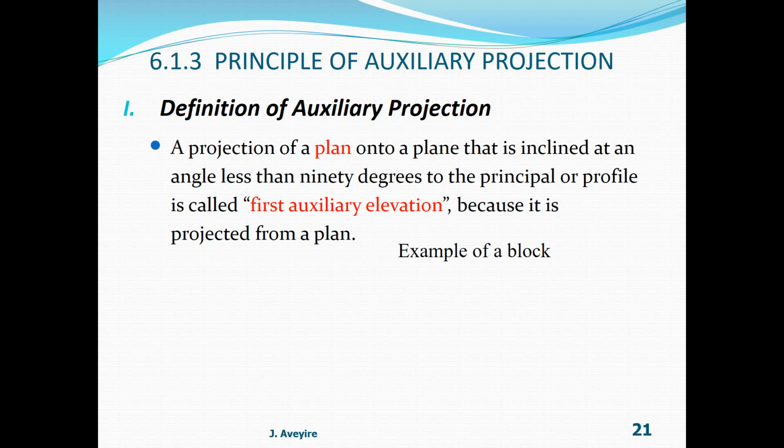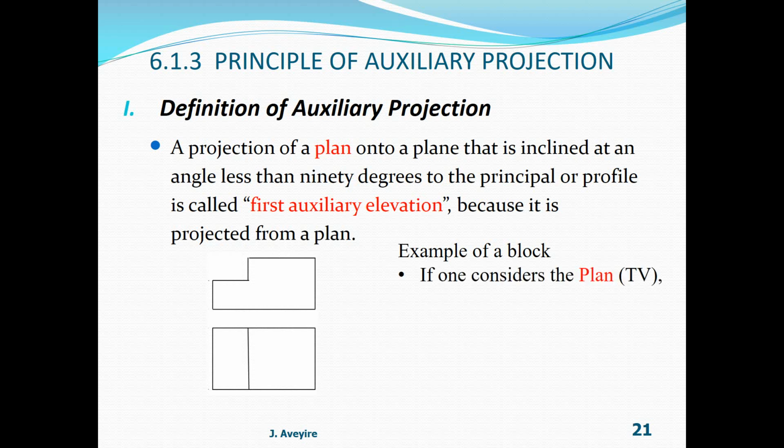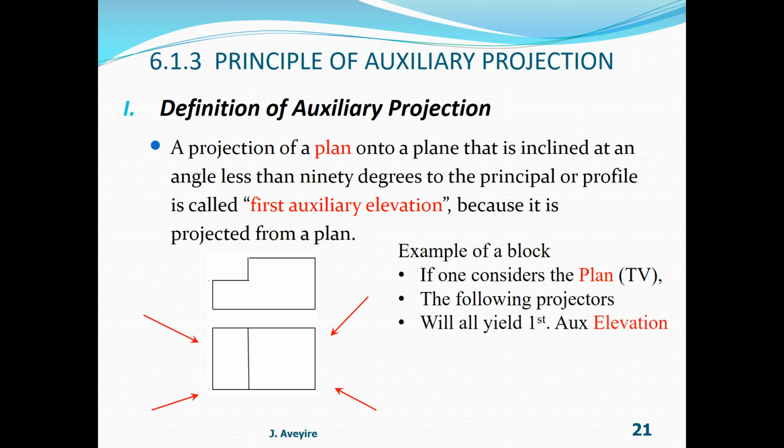Take a look at a block. Here we have an example of a block, two views, the front view and the top view. If one considers the plan or top view, the following projectors: 1 in this direction, 2 in the other direction, 3 in that direction, 4 in this direction. The projectors here are all inclined, so the end results of these four projectors will yield the first auxiliary elevation because they are projections of a plan.